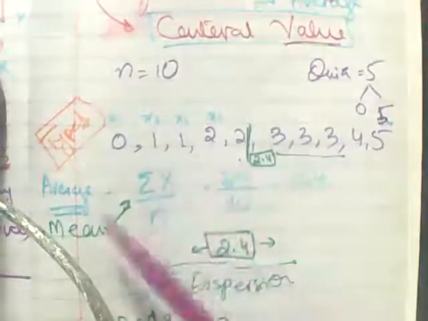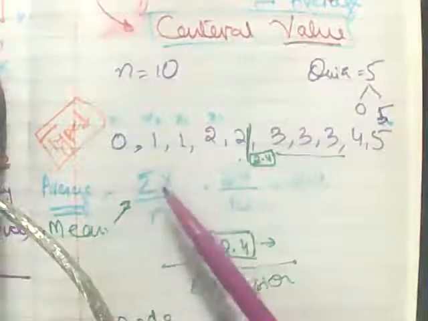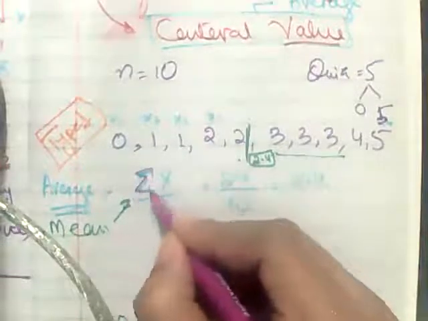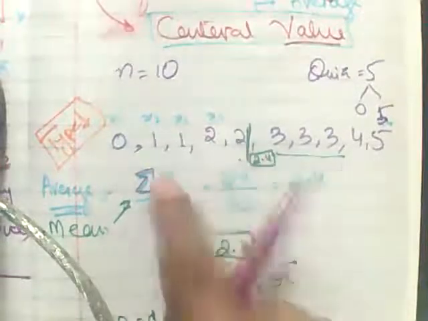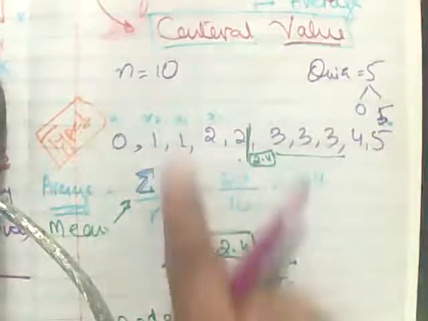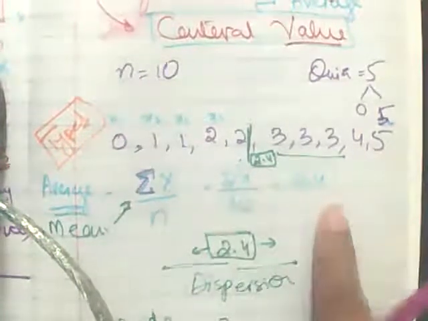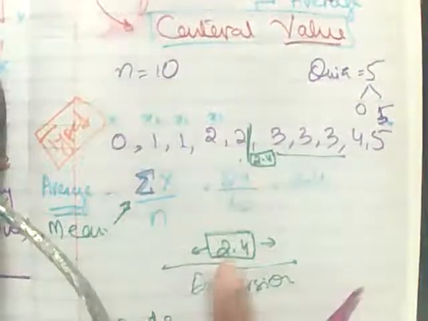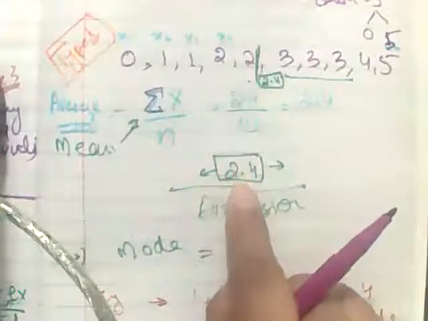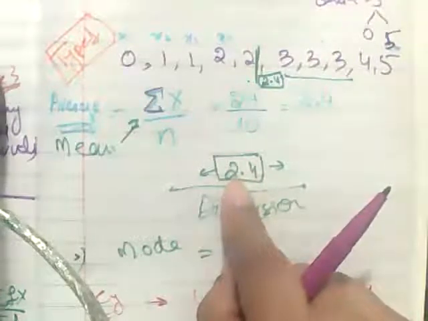Then I told you we can find out the mean or average by what method? Simply add up all the values. This sign is a symbol of summation. Summation means add them. You can add them up and then divide by total number of people. How many people are here? 10. So you got 24 upon 10, which is 2.4. So 2.4 is telling you what? That more or less everyone got a mark around 2.4.